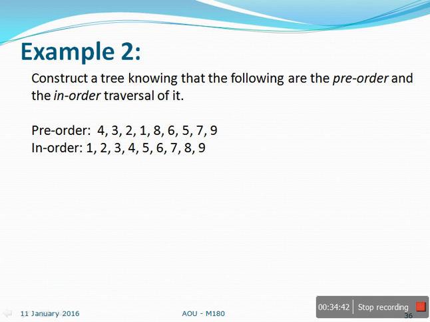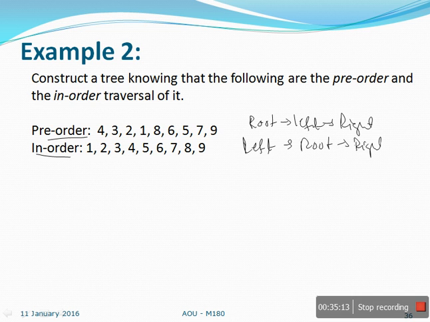Now there might be a chance that they'll give you the pre-order and the in-order and ask you to draw the tree. Now how to draw a tree for this one? We all know the pre-order and in-order methods. In the pre-order, first it processes the root, then it goes to the left and then to the right. And in the in-order, first the left is processed, then the root, and then the right. Now here, in the pre-order we get the root as the first element, so 4 is our root.